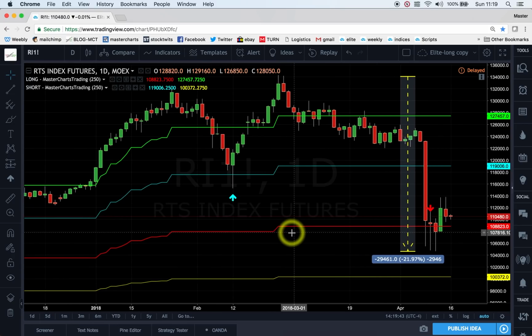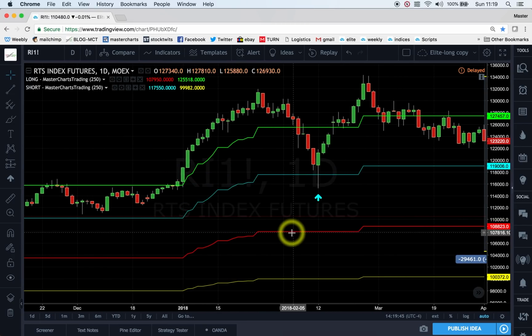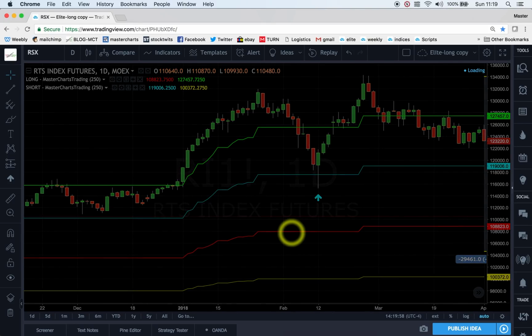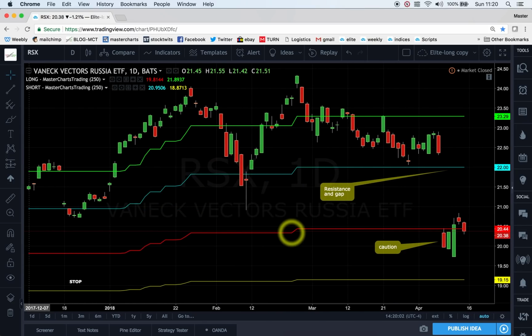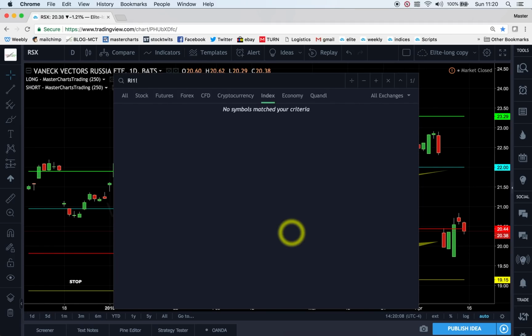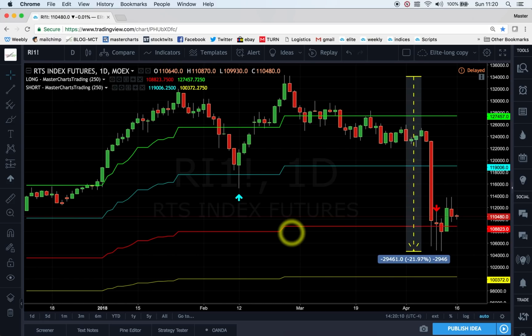Here you can see that up until recently, really, if I was to trade this chart, and I was really not trading this chart, but there is an American counterpart, I guess, to the Russian futures, which is RSX, which is an ETF, and you can see a similar pattern on this chart. But let's go to the actual futures chart. I think it gives a better picture.